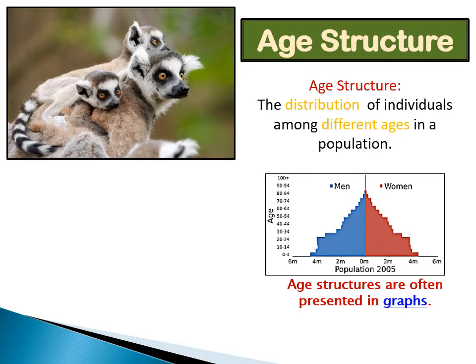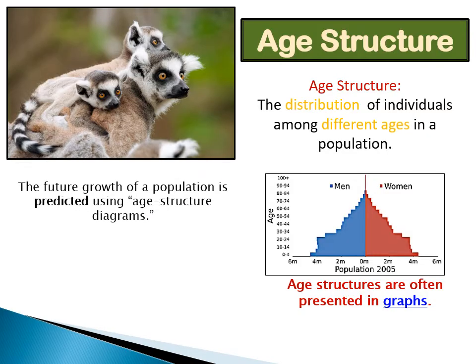Age structures are often represented in graphs. They look like this. If you look at this, you can see the blue is the men's side and the red is the women's side. The ages are on the side, and you can see that age 0 to 4 is the biggest category, so lots of young in this case. As you get older, most of the people in this population are dying off by the time they reach 80. So lots of babies are being born, but they die at a fairly young age. I mean, 80 is not that young, but a fairly young age.